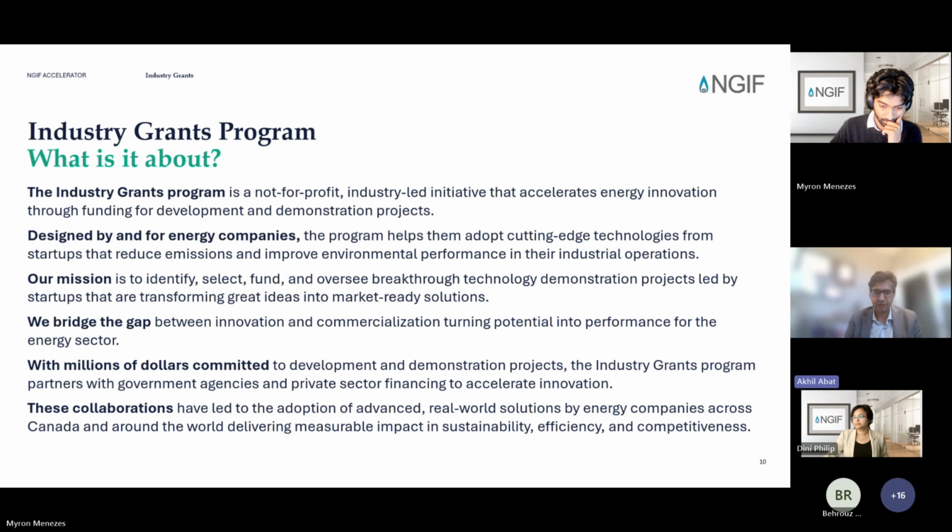Our funding essentially bridges the gap between innovation and commercialization, turning potential into performance. And we have committed millions of dollars in these demonstration and development projects. These collaborations have led to adoption of advanced real-world solutions not just by our 10 energy operators, but also other energy companies across Canada. Next slide, Maya.